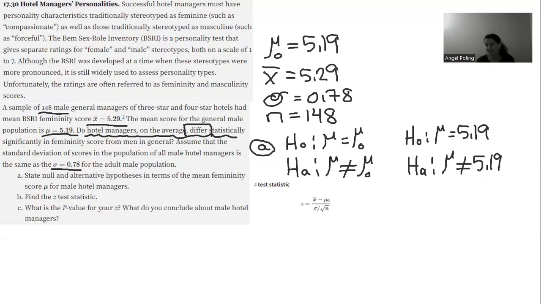So they aren't saying which way it's different. They're just saying maybe those people are special, more special than the average. Okay, so we have our answer for A right here.